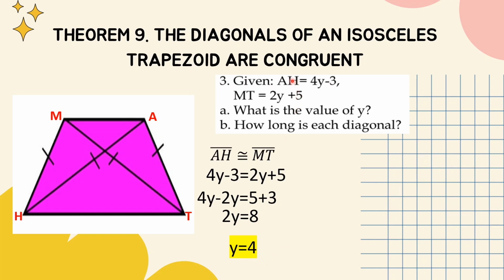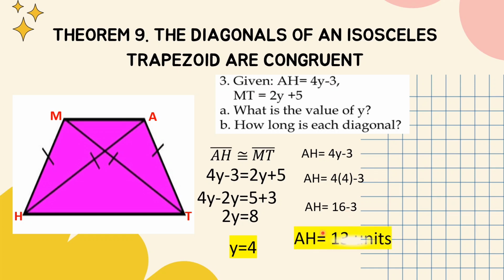Now let us solve for the value of AH. We have AH is equal to 4y minus 3. Again, we will replace this y with 4. So we have AH is equal to 4 times 4 minus 3. Then we have 16 minus 3. And then we have 13 units. So the value of our AH is equal to 13 units because 16 minus 3 is 13.